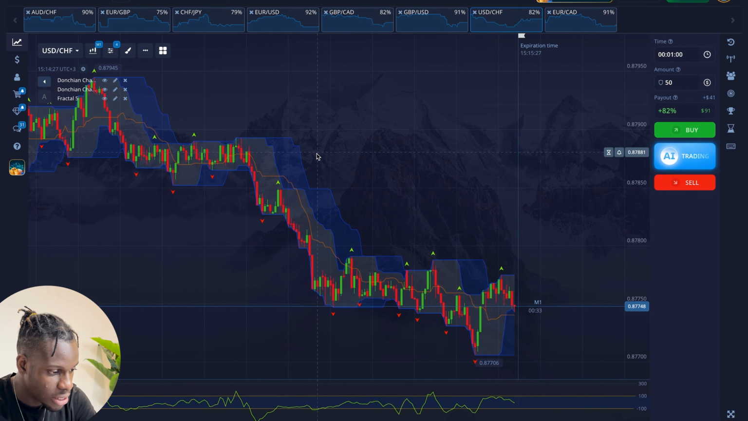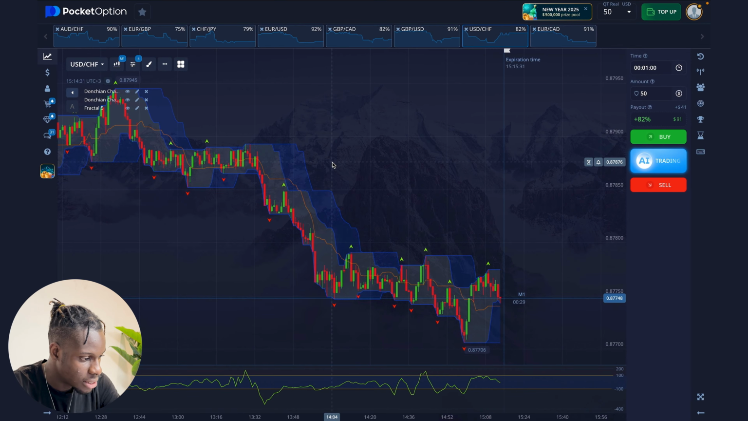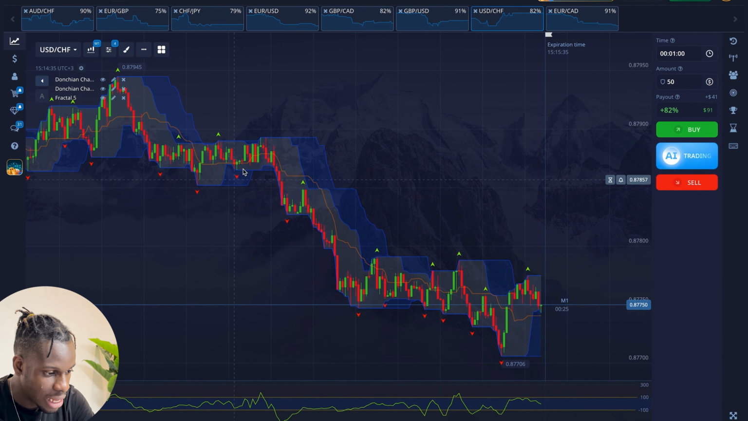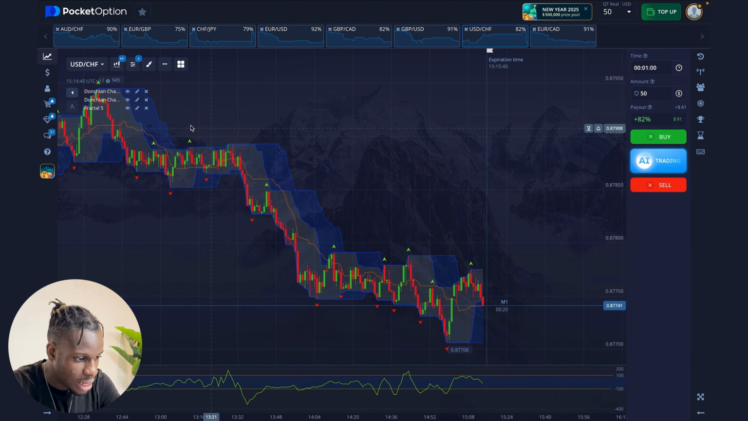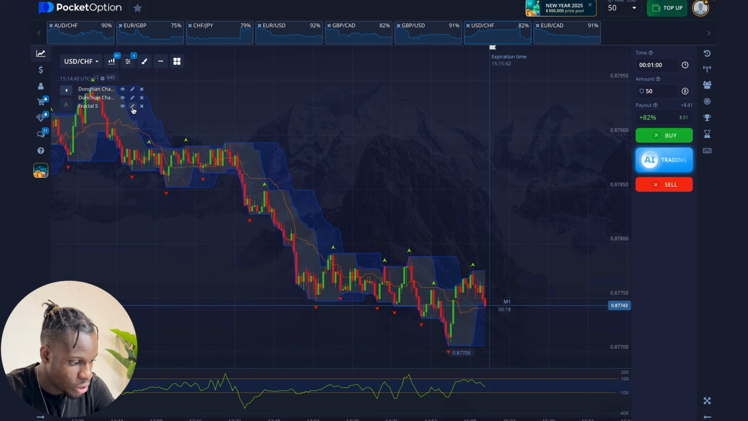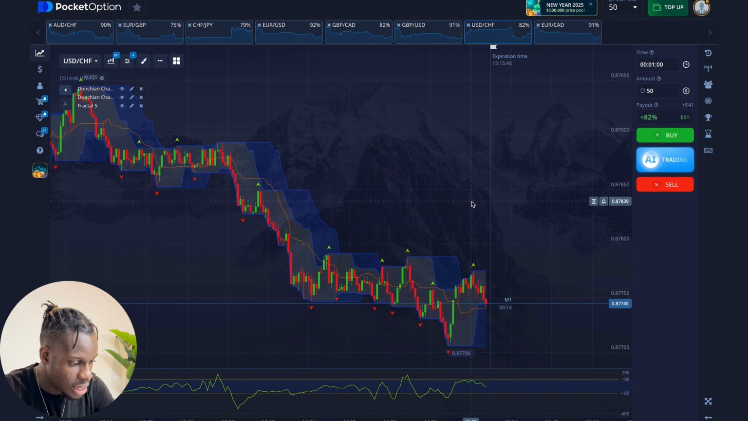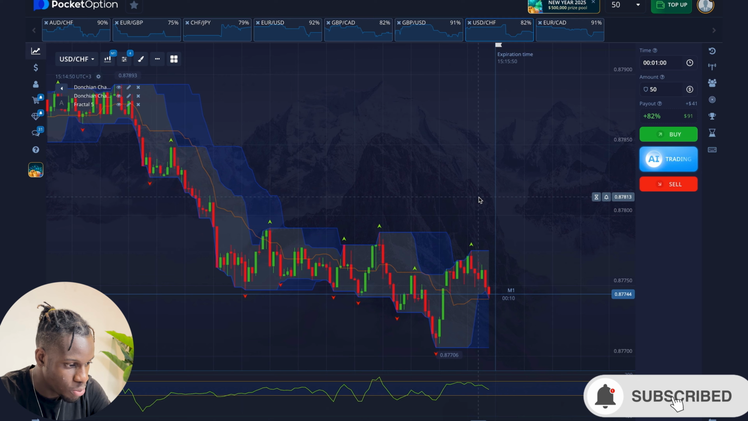I love to use the fractal a lot because it helps me to identify the local highs and lows. And it just makes things very, very clear to me while I'm trading. So I always have it on, regardless of the strategy, to be honest. Anyways, guys, for today, we're going to be focusing on this kind of entry point.